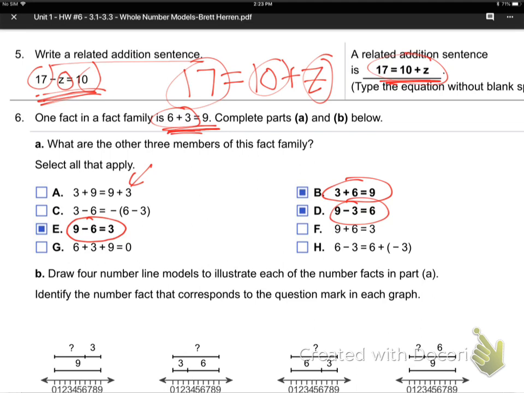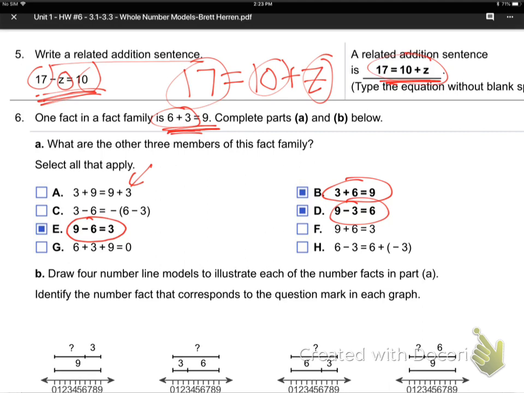What's wrong with A? Let's talk about why the other ones are not good. I mean, that's a true statement. A is certainly a true statement. 3 plus 9 is 9 plus 3. But it's supposed to be another member of this fact family. But you see, there's no 6 anywhere in there. That has nothing to do with 6 and 3 making 9, does it? That's like saying, giraffes have spots. Okay, yeah, they do. But what does that have to do with it? That's true, but irrelevant to the original statement, right?